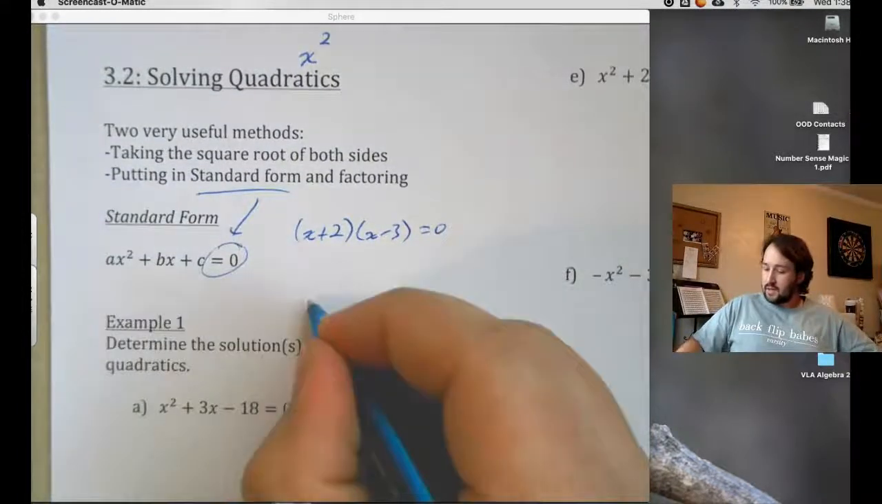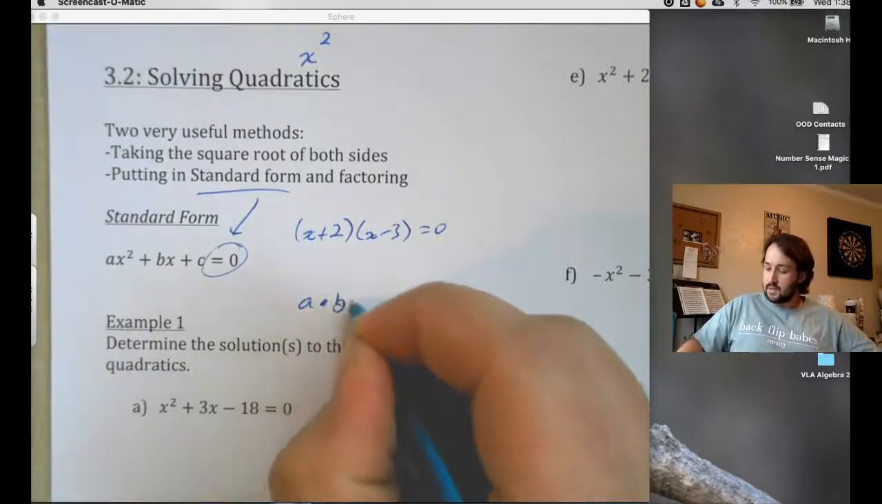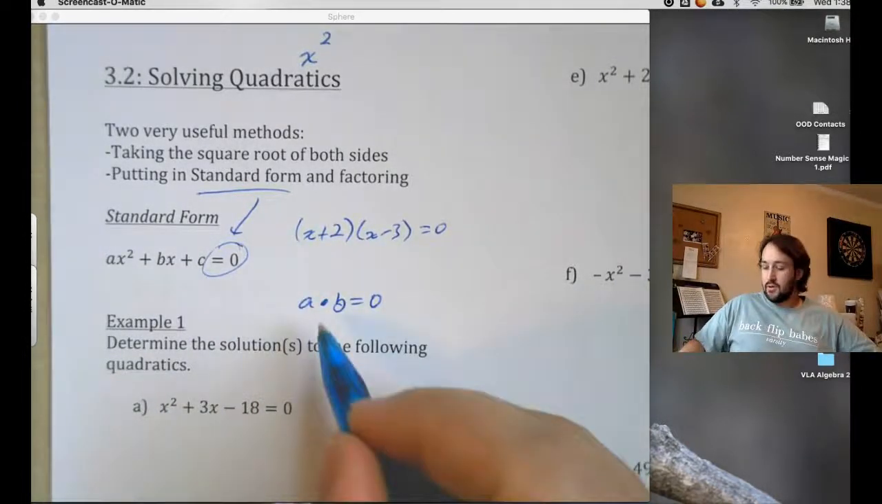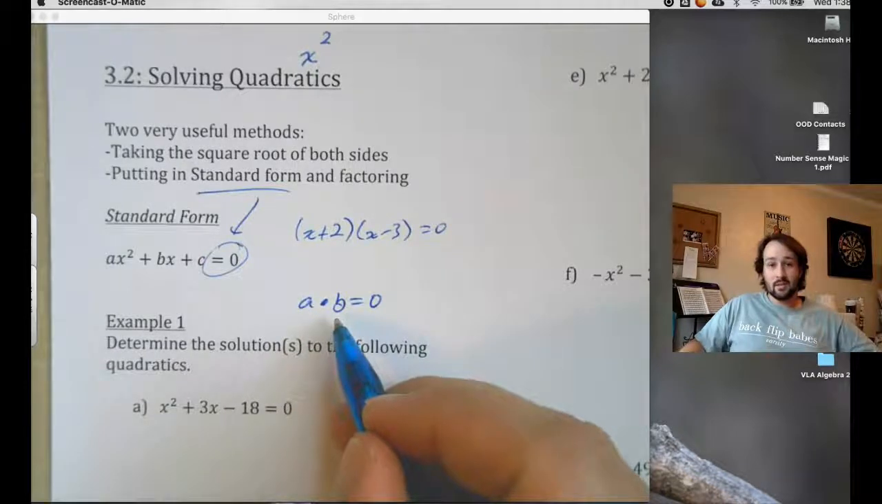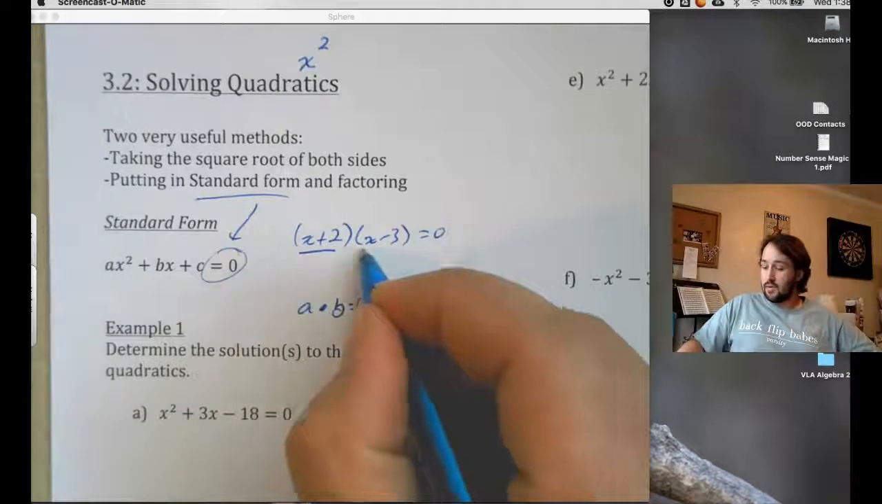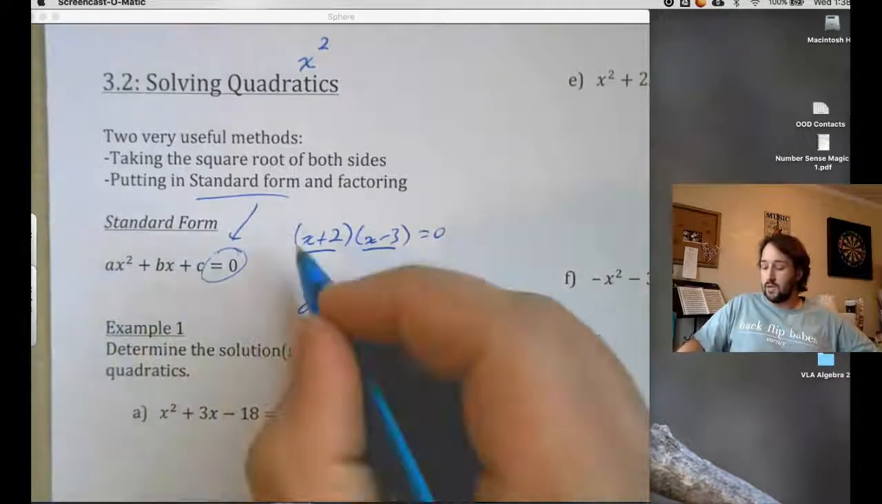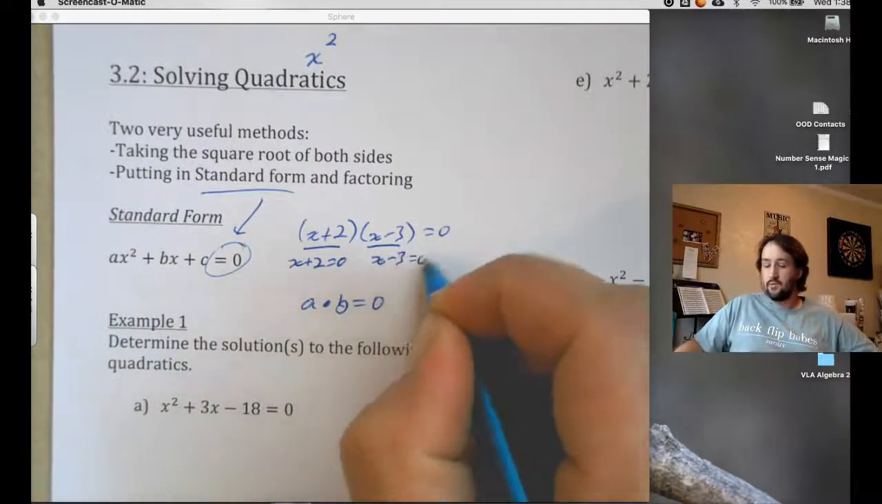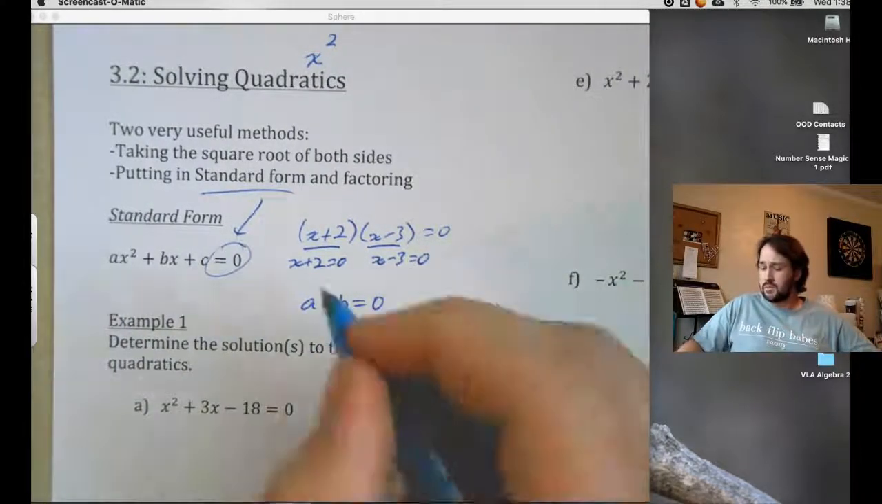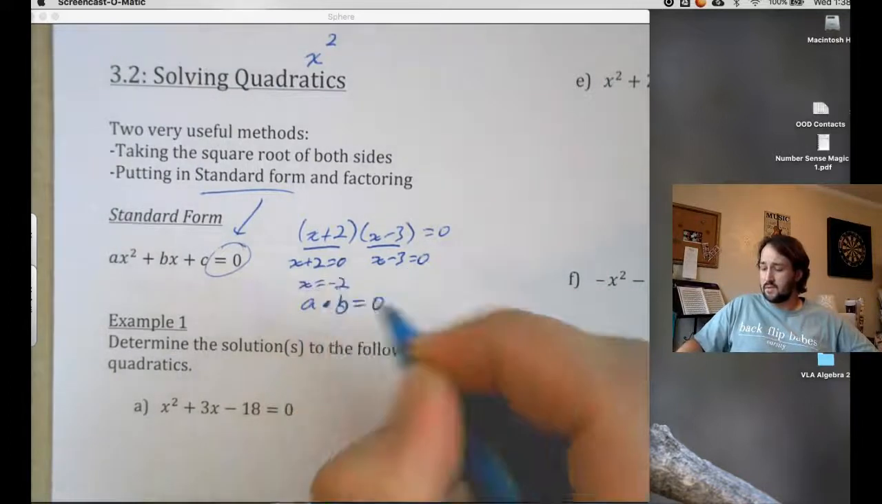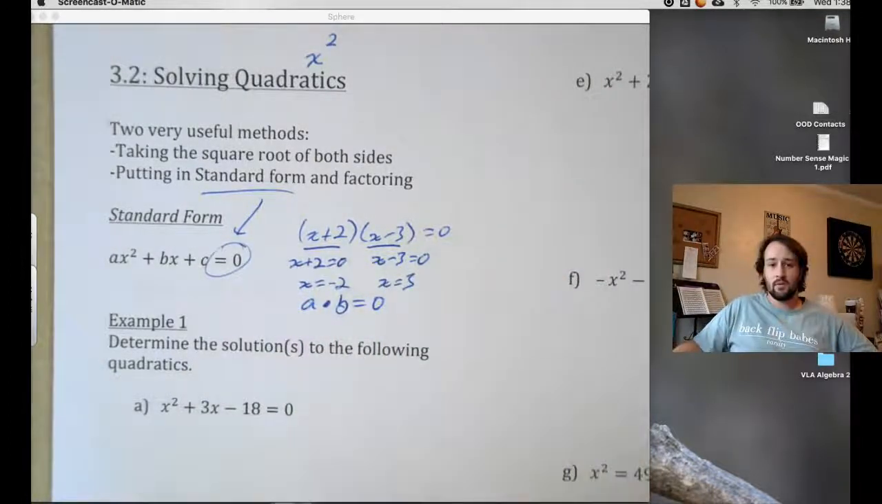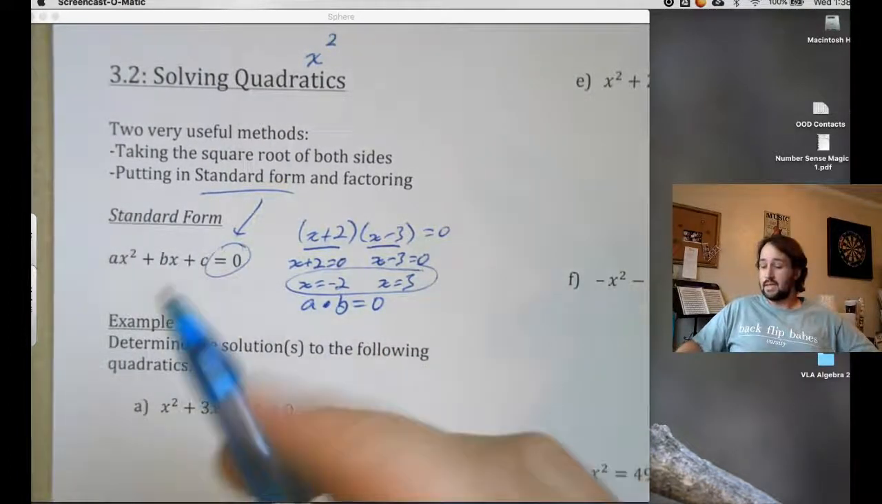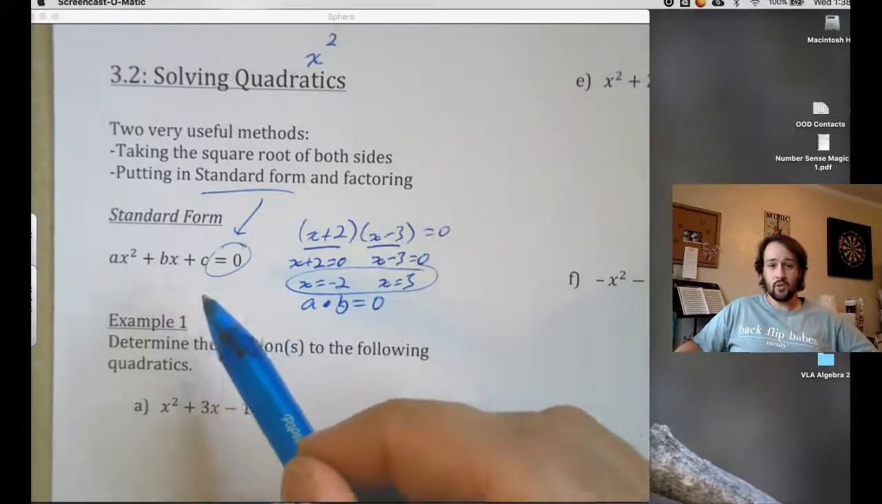So if I have something times something equal to 0, either A or B has to be 0 for this thing to be true at all. So either x plus 2 equals 0 or x minus 3 equals 0 for this thing to work, which would give me the two solutions of x equals -2 and x equals 3. Both of those are possible solutions. So getting it in standard form and equal to 0 is super helpful.